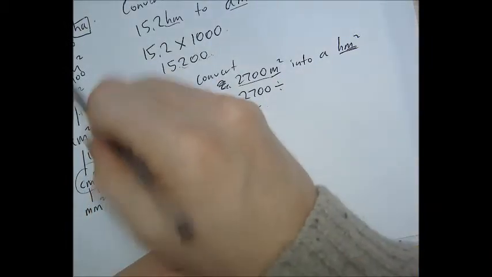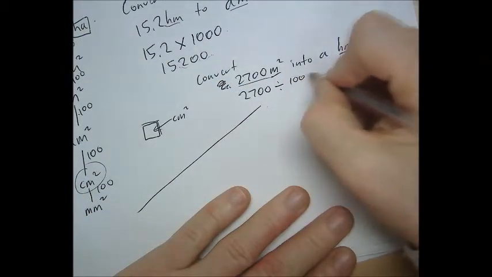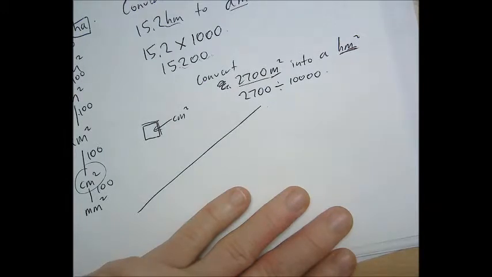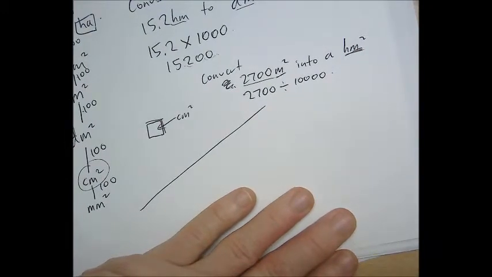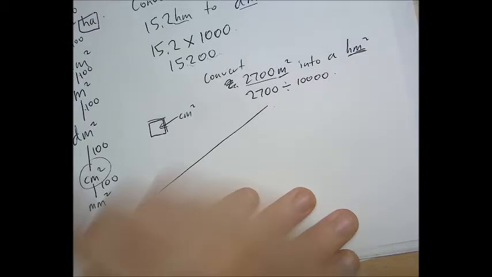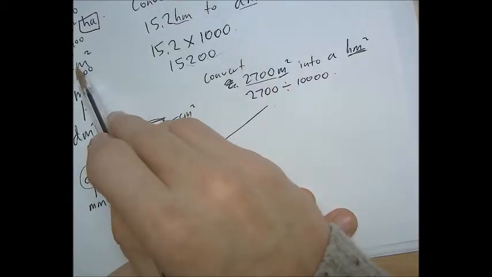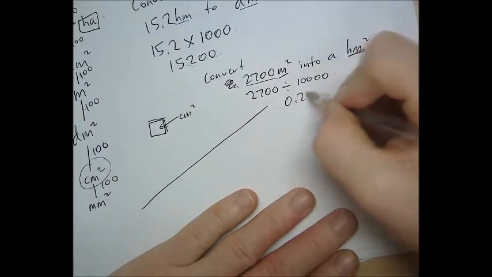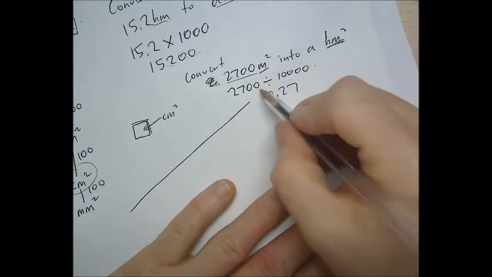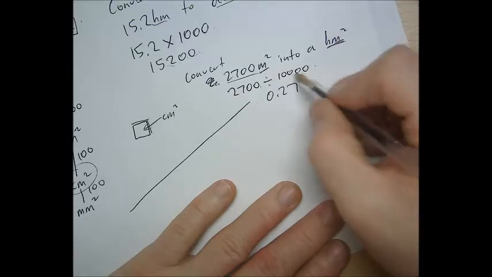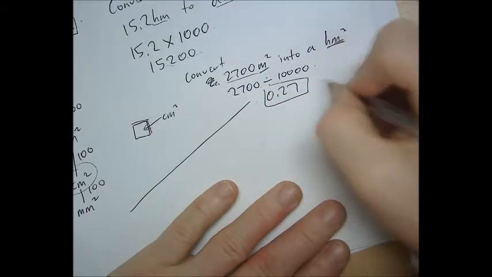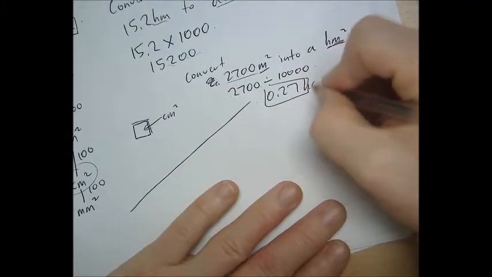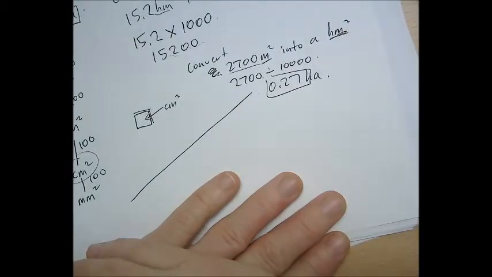What you divide by, count the jumps. 1, 2 jumps. So you divide by 10,000 because it's 100 square meters in a decameter squared, and it's 100 square decameters in a hectare. Whatever you get for that, which I think is 0.27, let's just check that. The decimal point used to be hiding there, now I've got it there, so it's moved 4 times, which it should have. So that is the equivalent of 2,700 square metres.